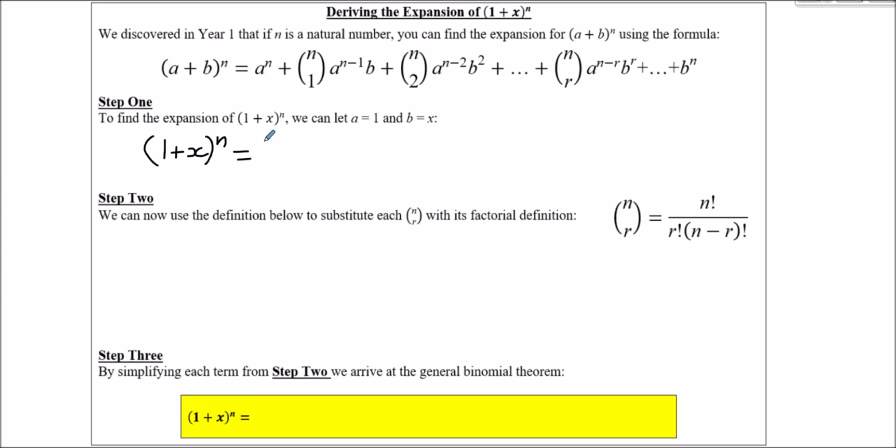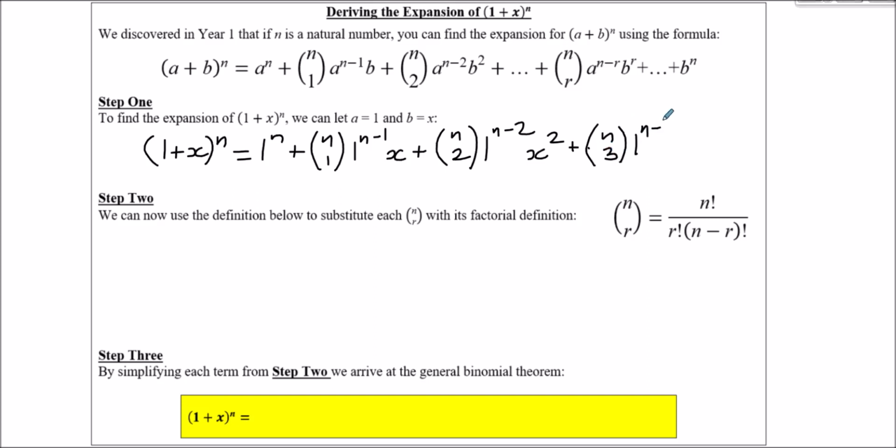So a to the n is just obviously 1 to the n. Then we can have n choose 1 of a to the power n minus 1. b is now x, plus n choose 2, 1 to the power n minus 2. I know you're probably thinking this is just one row, isn't it? It is, but I'm going to get onto that in a moment. Then x squared and plus so on and so forth. In fact, I'll do an extra one. I'll do n choose 3.